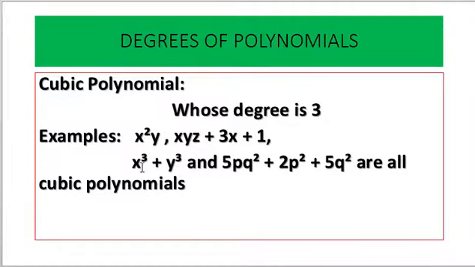Now x already has power 3, y already has power 3, and 5pq square. P has power 1 and q has power 2. So 1 and 2 is 3. So students, these are all cubic polynomials.